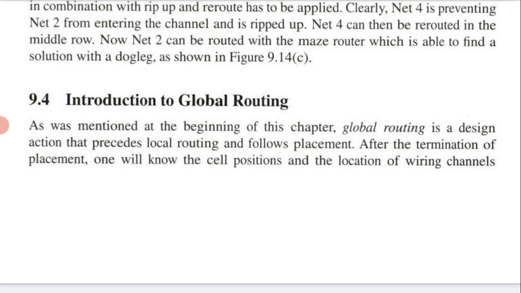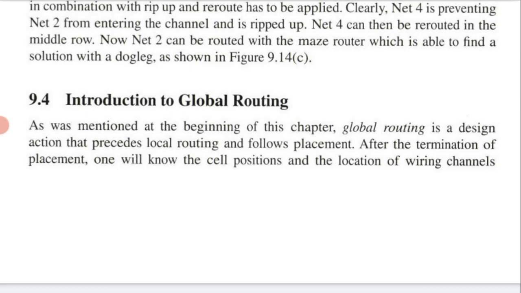In global routing, what we are doing is defining the routing region, then generating a tentative route for each net. What is a net? From each cell there will be terminals to make the connection, that is called a net. Each net is assigned to a set of routing regions, and it does not specify the actual layout of the wire, it just routes the net. That is what happens in global routing.